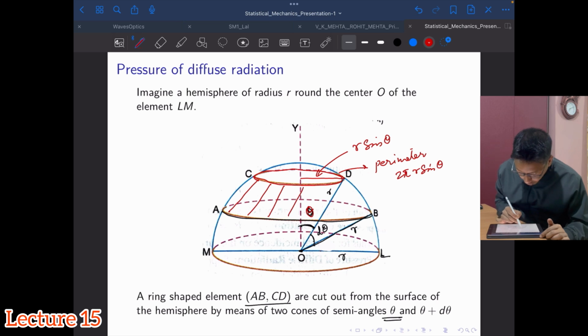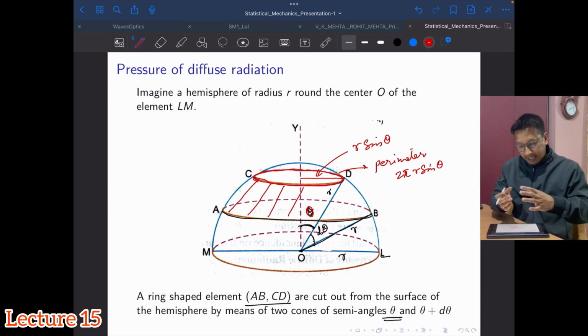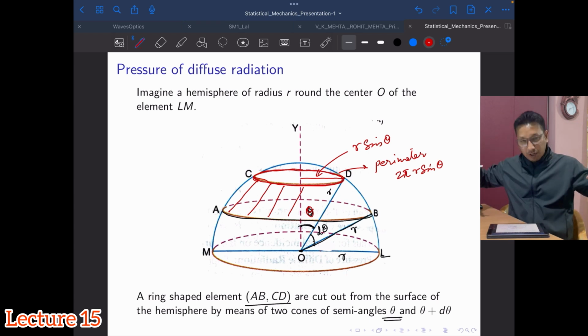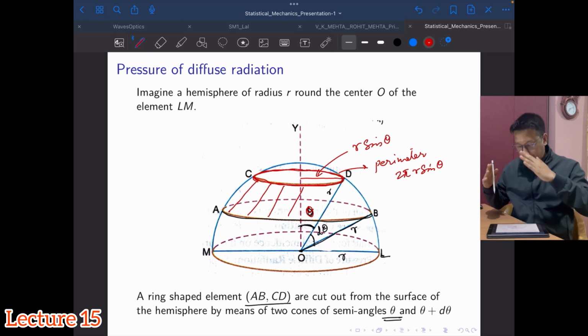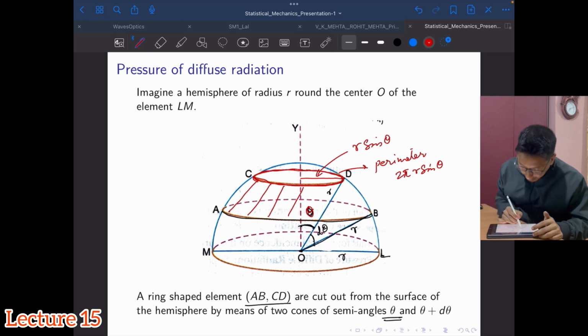How will I calculate it? If I have this perimeter, I can cut it out and lay it as a strip. I take the perimeter and multiply by the other dimension, like length into breadth. One is the length and the other is the breadth. I have calculated the perimeter of this circle, and then for this other part, since this angle is d theta, it is an arc length. So how much will the arc length be?